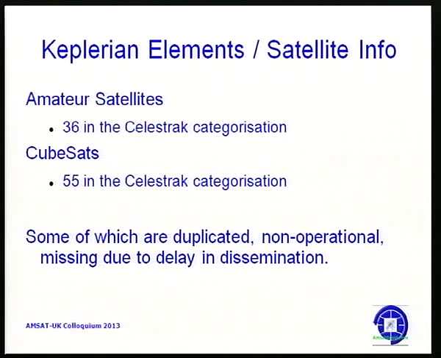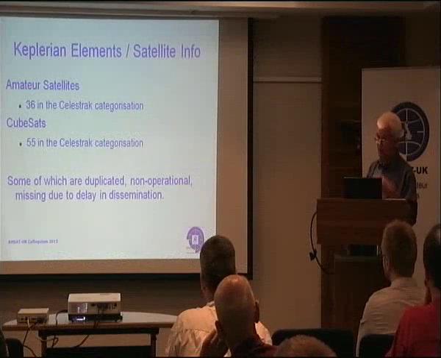Just checked on Tom Kelso's site, and there are something like 36 satellites characterized as amateur radio, and 55 characterized as CubeSats. Well, I know those numbers are wrong. Basically, there are a lot more amateur satellites, and maybe that's the right number of CubeSats, but it looks a bit high to me. The problem is there's a lot of duplication in the categorization. A lot are non-operational as far as we're concerned, but as far as the tracking organisations are concerned, they're still out there.